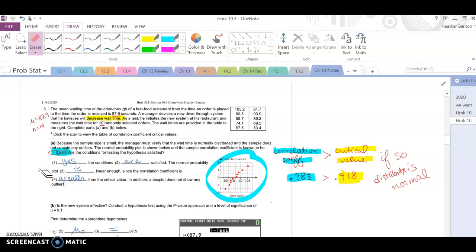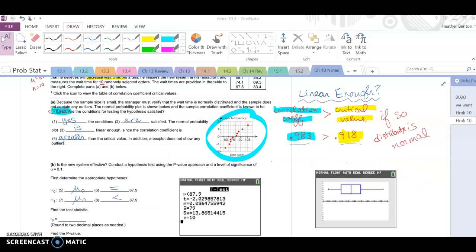The normal probability plot is linear enough, and this little test right here is how we know if it is linear enough. Since the correlation coefficient is greater than the critical value, and that's what we saw here and here. In addition, a box plot does not show any outliers.